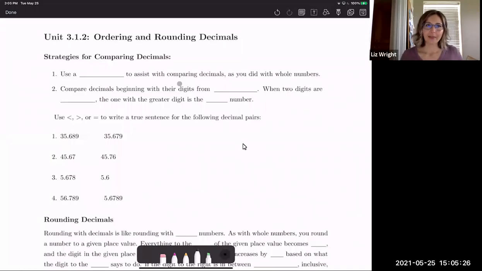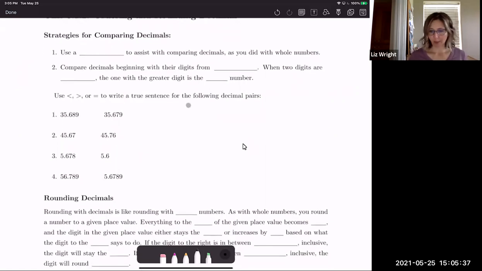Hi everybody. In this video, we're going to be talking about ordering and rounding decimals, which is in unit 3.1.2. And the first thing we're going to talk about is just strategies for comparing our decimals. One option is to just use a number line. So we can use a number line to assist us.